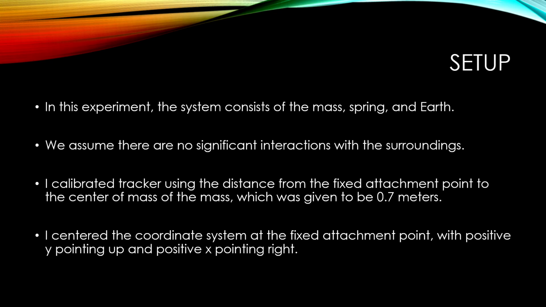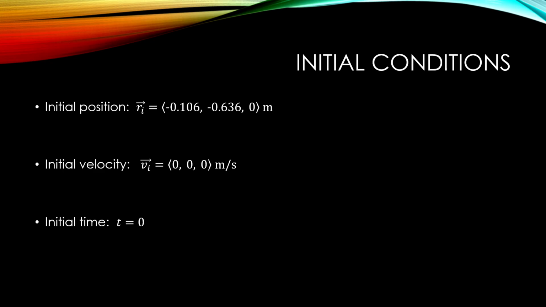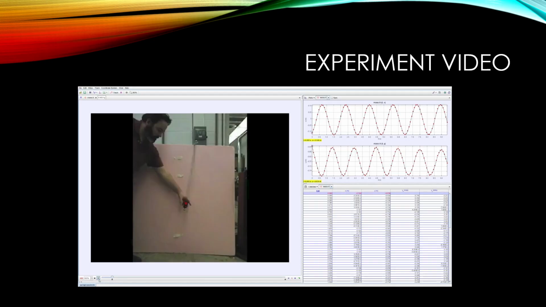I calibrated Tracker using the distance from the fixed attachment point to the center of the mass, which was given to be 0.7 meters. I then centered the coordinate system at the fixed attachment point with positive y pointing up and positive x pointing right. Here are the initial conditions. The initial position, which I got from Tracker, is this. The initial velocity is 0, and the initial time is 0. Here's a video of me analyzing the experiment in Tracker.